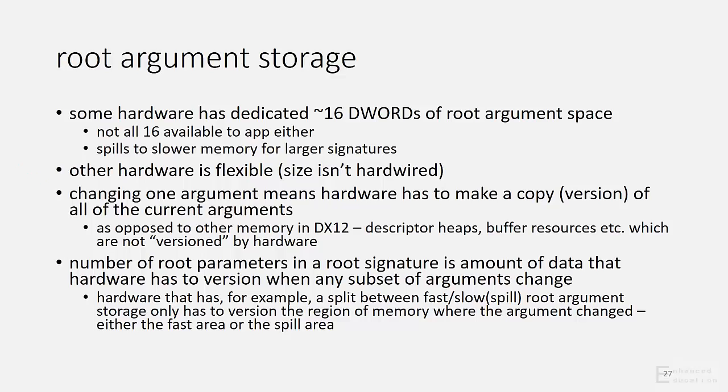The way to think about how root argument data is managed by the driver and hardware is that anytime any individual root argument is changed in the set of arguments for a root signature, the hardware driver has to make a copy of the entire set of root arguments. What this allows is for the GPU to have multiple operations like draw calls in flight, each referencing their own unique version of arguments. So that's quite a convenience for an application while maintaining parallelism in GPU execution.